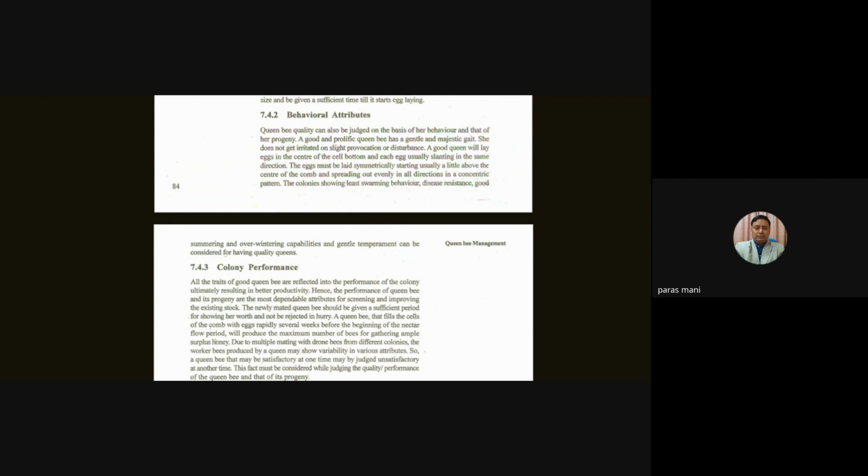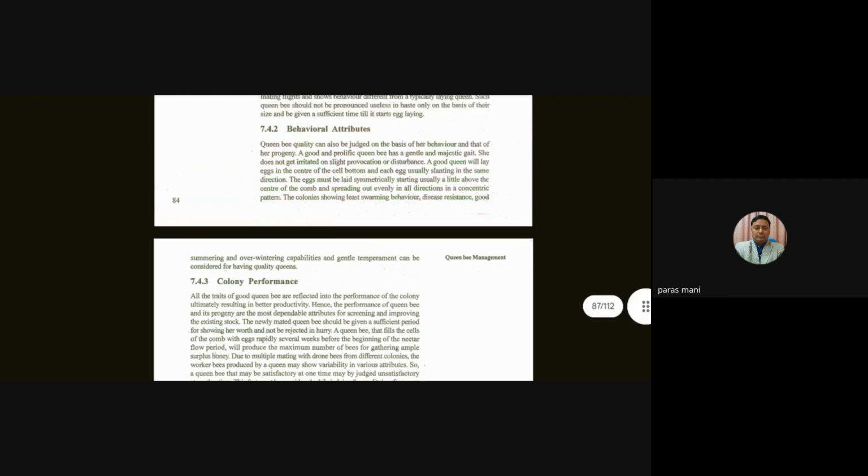capability of surviving in the summer and overwintering. Overwintering is surviving in the winter. And gentle temperament. See, these are the major qualities we have to remember for selection of queen.